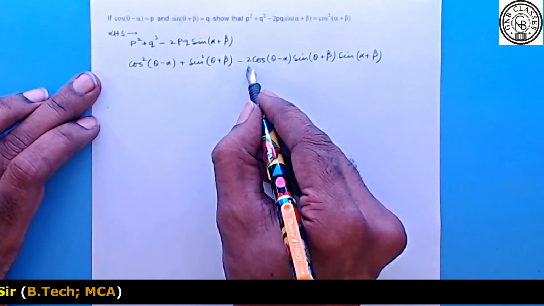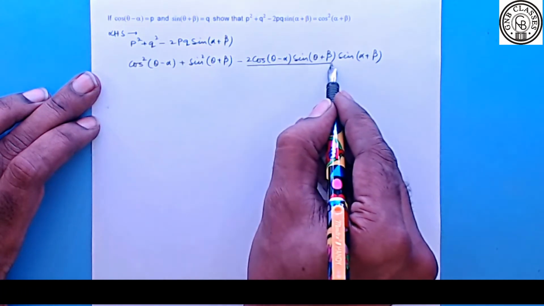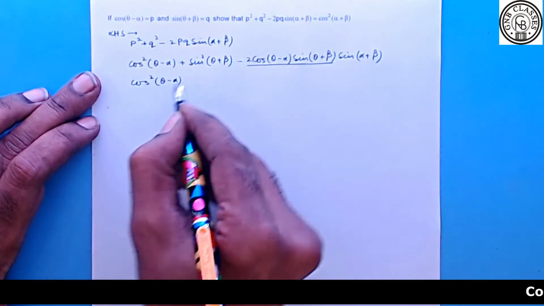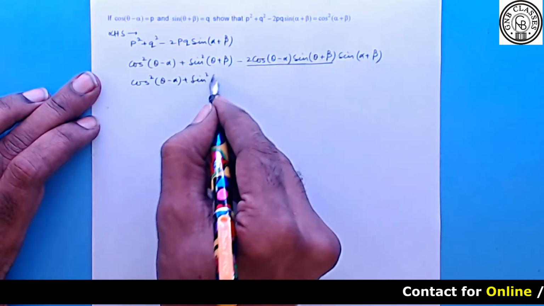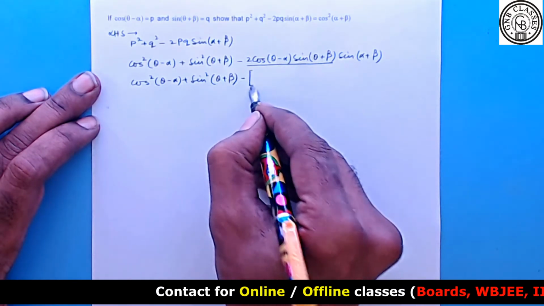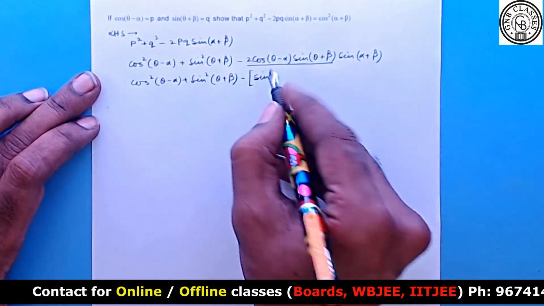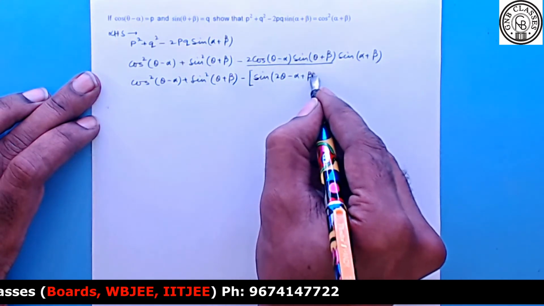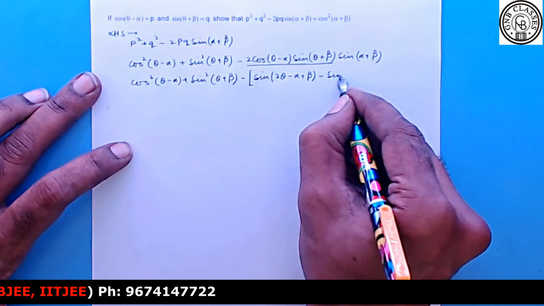Now I'm applying the formula of 2 cos A sin B over here. 2 cos A sin B is sin(A plus B) minus sin(A minus B).